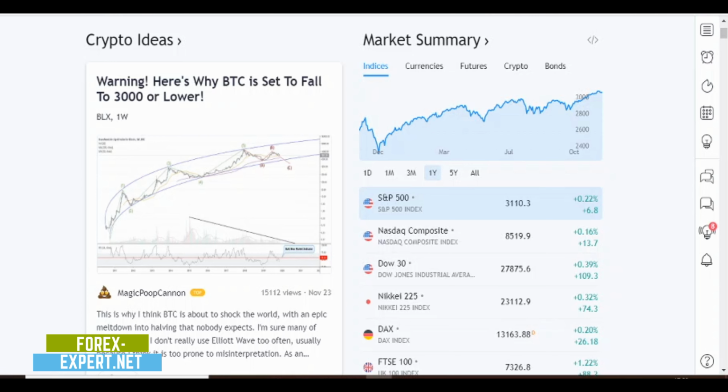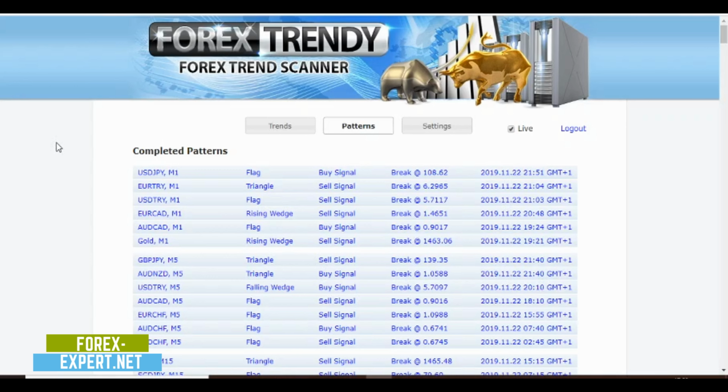So let's start. My first pick, of course, is Forex Trendy. Why? This is a Forex trend scanner that scans 34 Forex pairs plus 3 commodities: gold, silver and oil. The easiest way to trade is trading with trend. Trend is your friend.